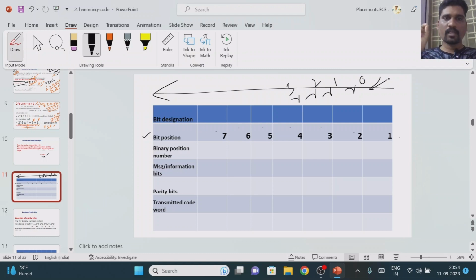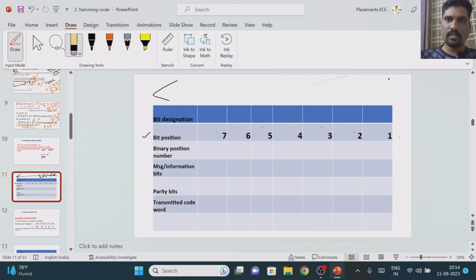So why we are writing up to 7? Because the total length of the transmitted code word is only 7 bits. So for that reason we are writing the 7 numbers, right? Once it is completed, now what we'll try to do is, we will write the binary representation for the particular number. So here we have the shortcut, right? If you are writing the binary number for decimal number 1, we can write 1, or we can write 0, 1, or we can write 0, 0, 1 also, right?